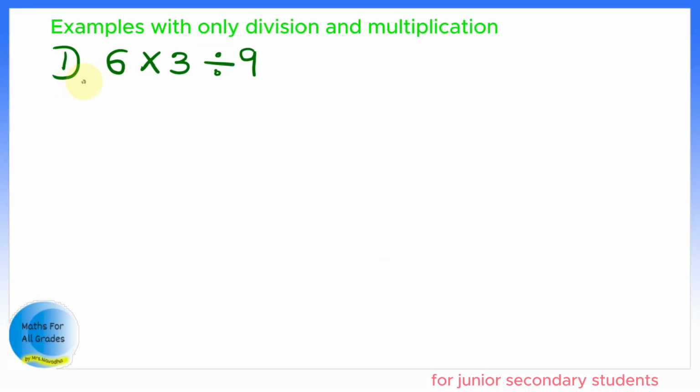Let's solve this question. 6 times 3 divide 9. Here we have multiplication and division. So remember, there is no such thing as first you should start with division and then multiplication like that. The rule is always start from left to right. In this question, we got multiplication on the left side. So let's multiply first. 6 times 3 equals 18.